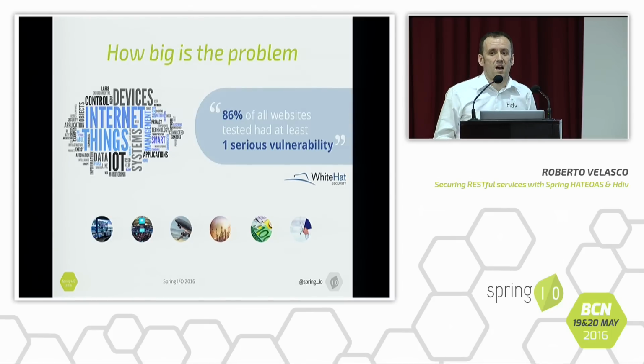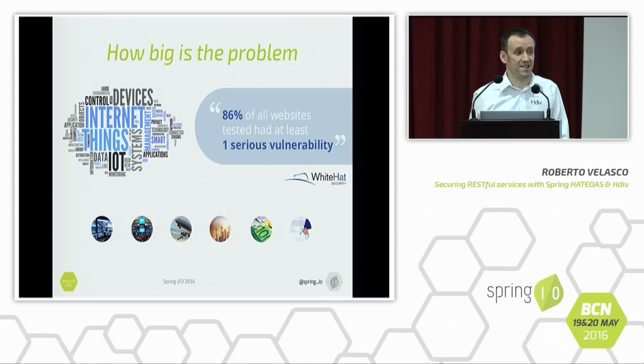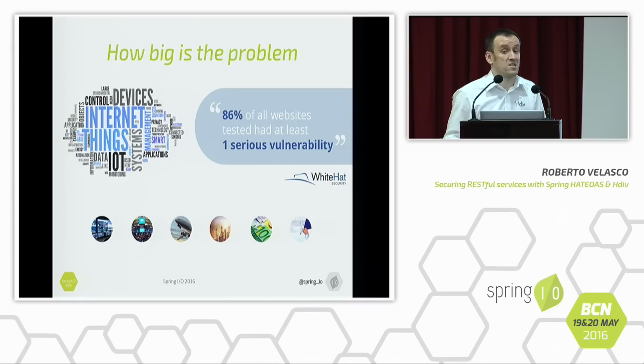Now, some data about the status of security. This data comes from White Hat Security, one of the most important security companies worldwide. They say that almost all applications, in that case 86%, have some kind of vulnerability. If we talk about APIs, probably the situation is worse than that. It's because people don't know about it, and the business logic that we have on the client side is higher than what we have in server-side MVC.